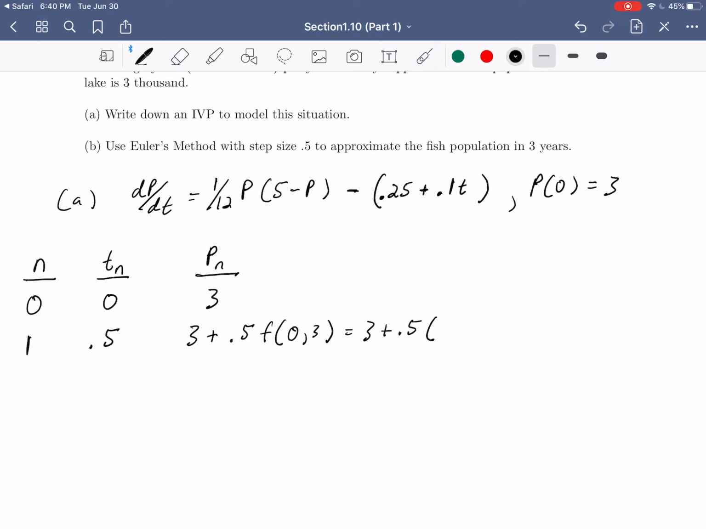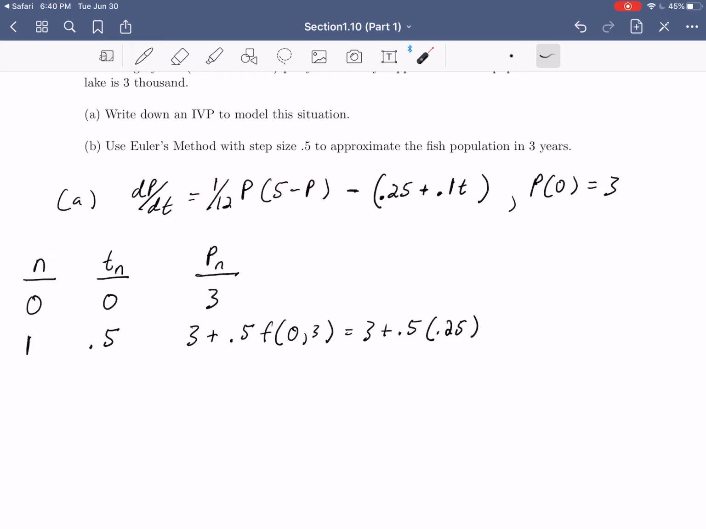So we'll have 1 divided by 12 times 3 for p times 5 minus 3, and then we'll subtract 0.25 plus 0.1, and then for t right here, we'll plug in the previous t value, which was 0, so 0.1 times 0. You put all that in, and we should get 0.25. So at that first moment when the population is 3,000, notice that they're below the carrying capacity. This is growing. They're sort of outrunning the amount that's being harvested because only 250 are being harvested.